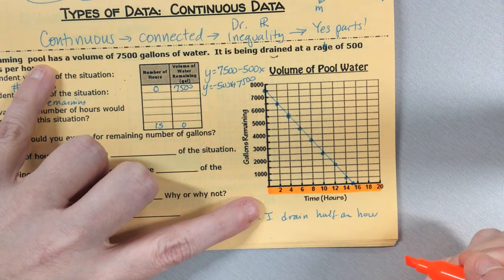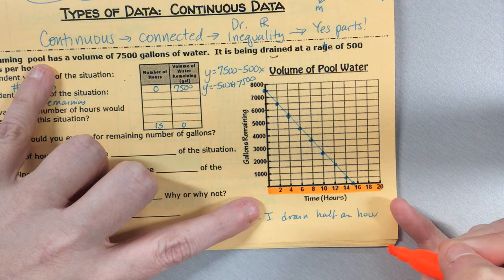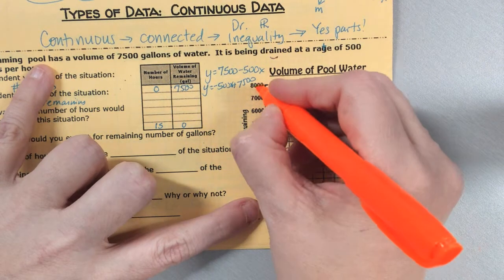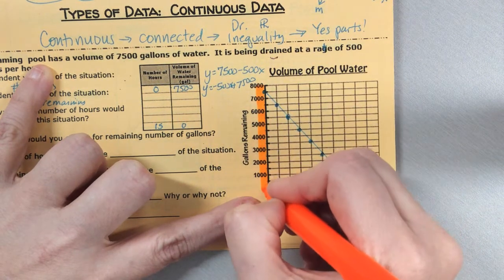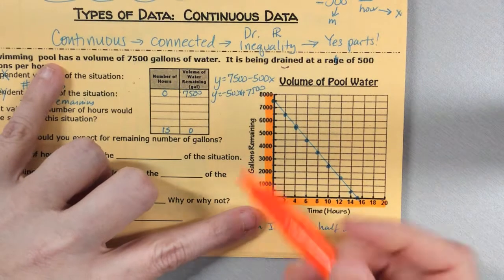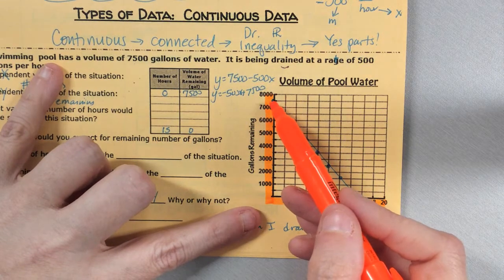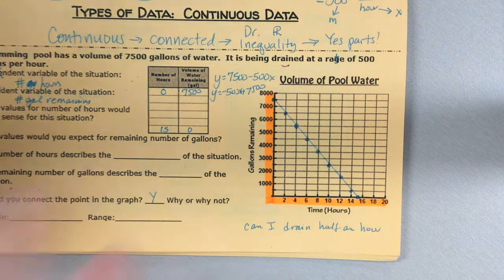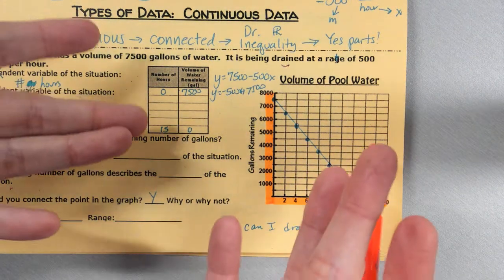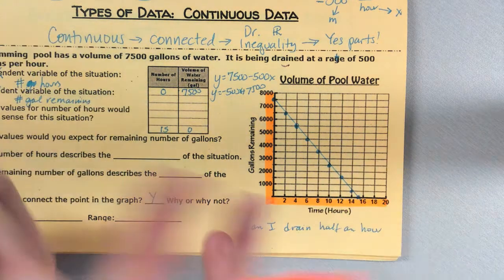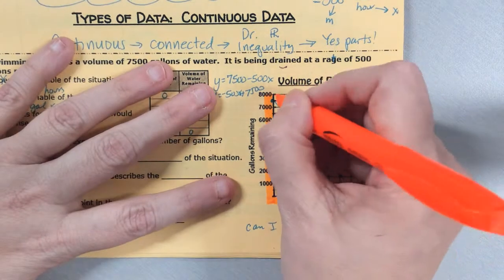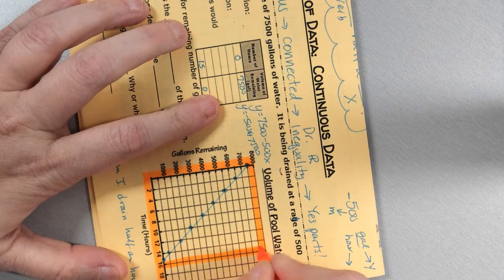Can I go back in time? Despite all our wishes, we cannot. Also, even if I could go back in time, if the thing only holds 7,500 gallons and I pour more water in it, it's all going to slosh over the sides, and I still only got 7,500 gallons in the pool. Okay, I can't go higher than 7,500 gallons. So, I'm kind of boxed in here, aren't I? All right.